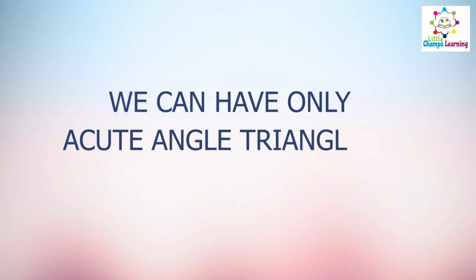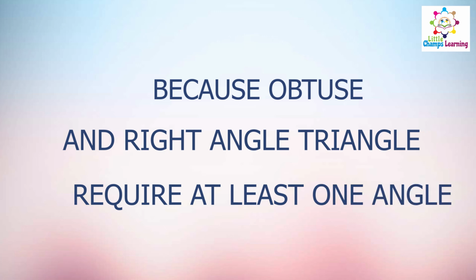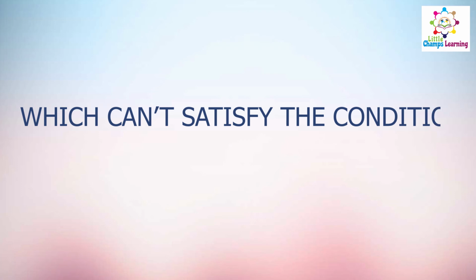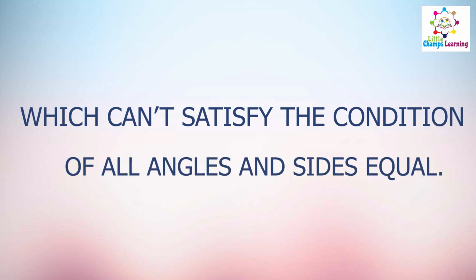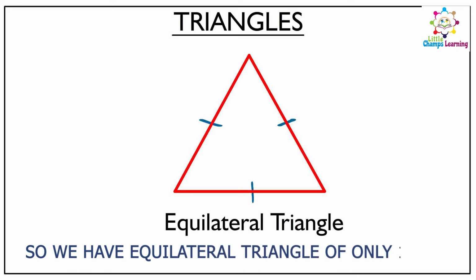We can have only an acute angle triangle in such a case because obtuse and right angle triangles require at least one angle to be obtuse or right, which cannot satisfy the condition of all angles and all sides equal. So we have an equilateral triangle of only one type, that is acute angle triangle.